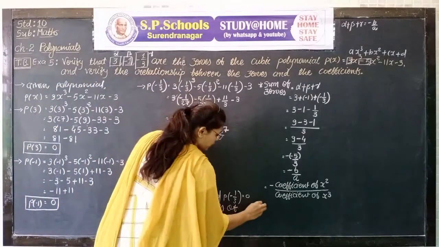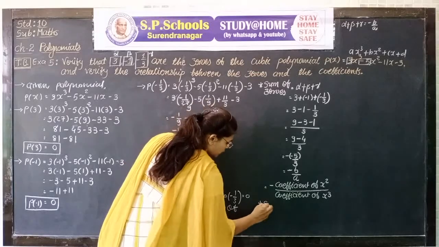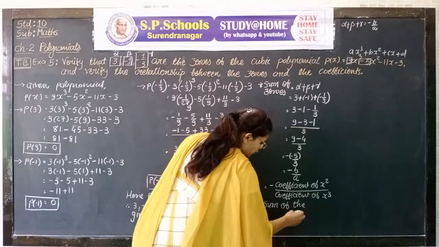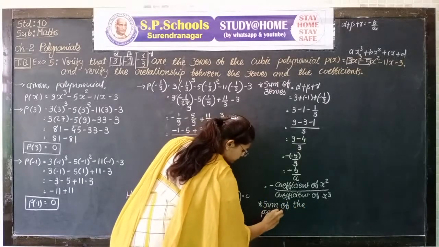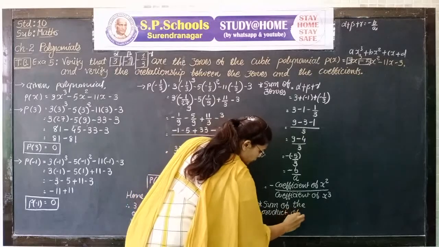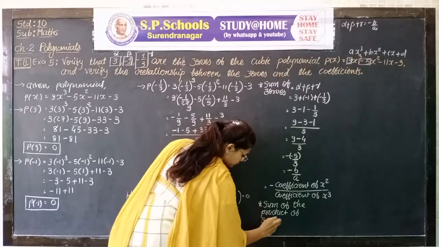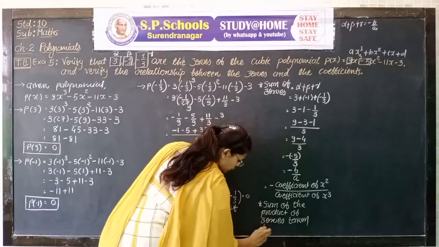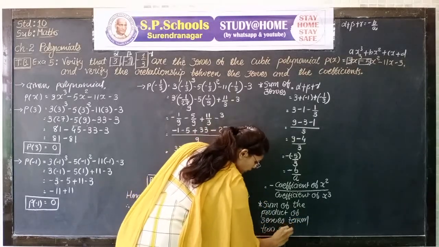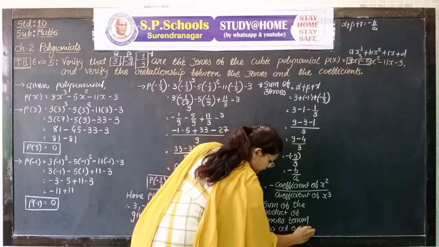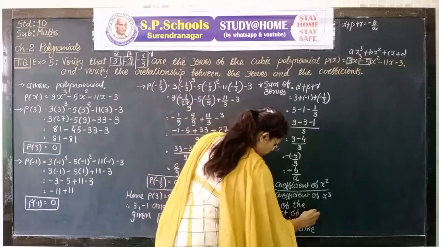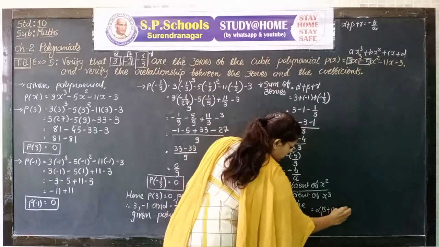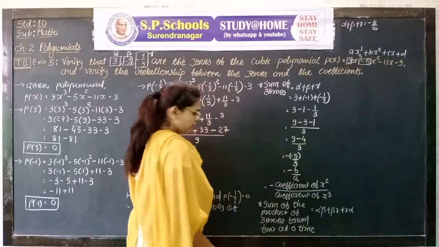Now the second is the sum of the product of zeros taken two at a time, and we know how to write its symbolic form: it is equal to alpha beta plus beta gamma plus gamma alpha.